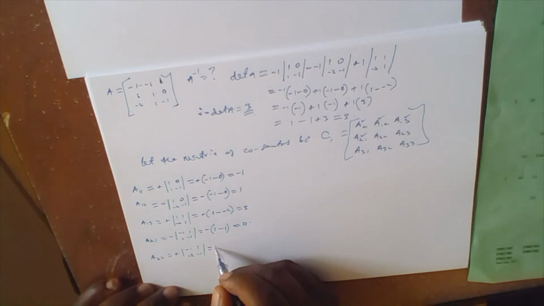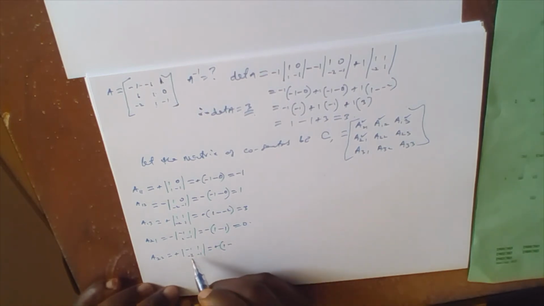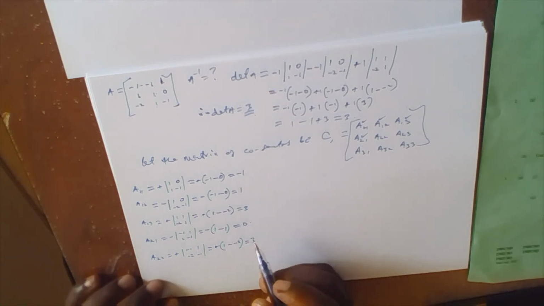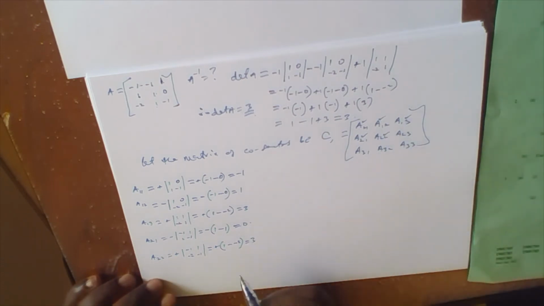This equals plus, into negative 1 times negative 1, we have 1, minus negative 2 times 1, we have negative 2. So this equals 3. So we are done with that one.